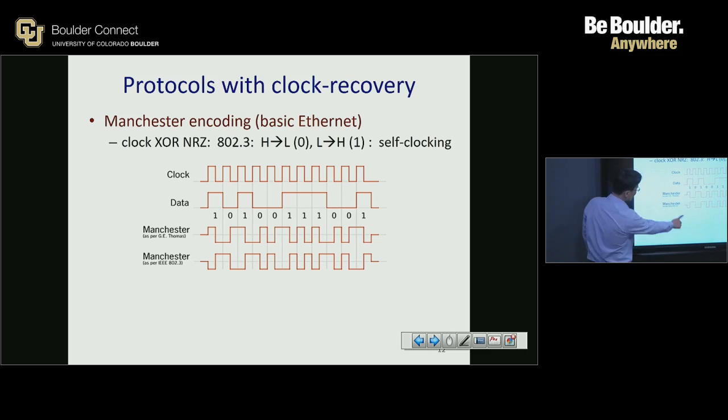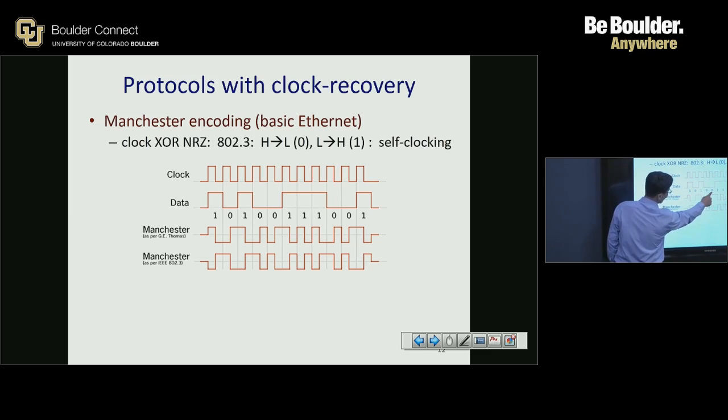So let's see. Okay, 1, high to low. Okay, 0, low to high, high to low. So 0 is always, you have to transit from low to high, right? So it's a low to high. And then another 0 happens.